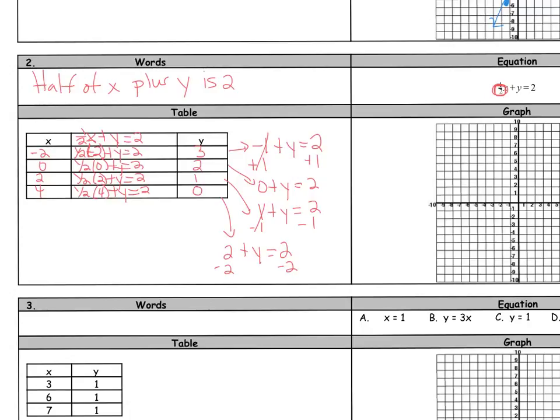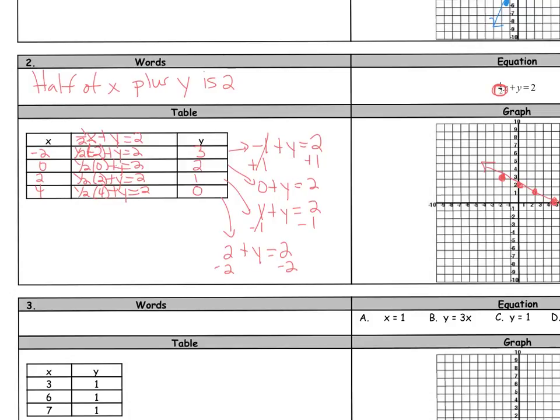So now what you're going to do is go over and graph your linear equation. So we've got over to -2 up 3, and 0, 2, and 2, 1, and 4, 0. And there's the graph of the line 1/2 x plus y equals 2.